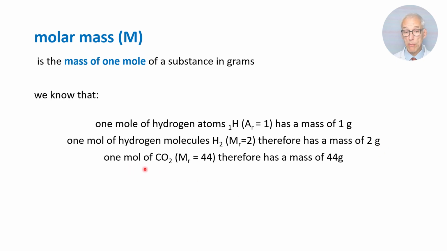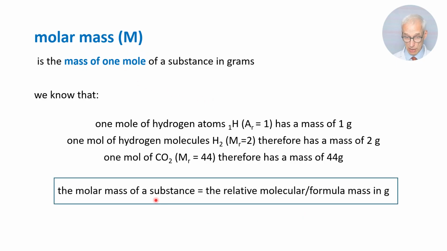It follows that 1 mole of carbon dioxide with a relative molecular mass of 44 must therefore have a mass of 44 grams. So we have a very simple rule of working out the mass of 1 mole. The mass of 1 mole, or the molar mass of a substance, is equal to the relative molecular mass in grams, or relative formula mass in grams.